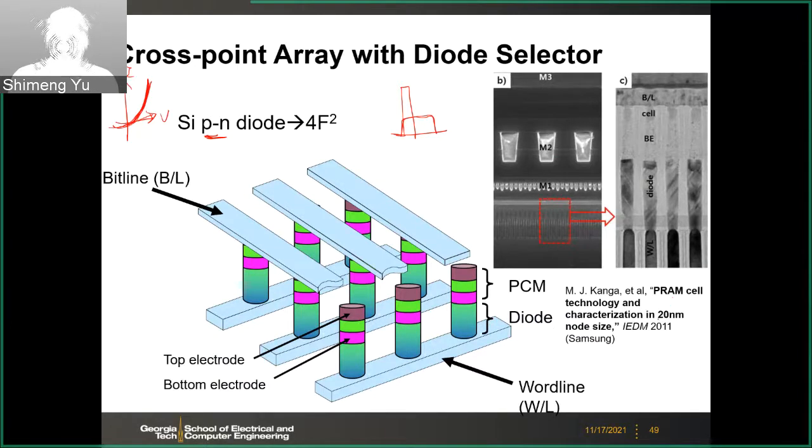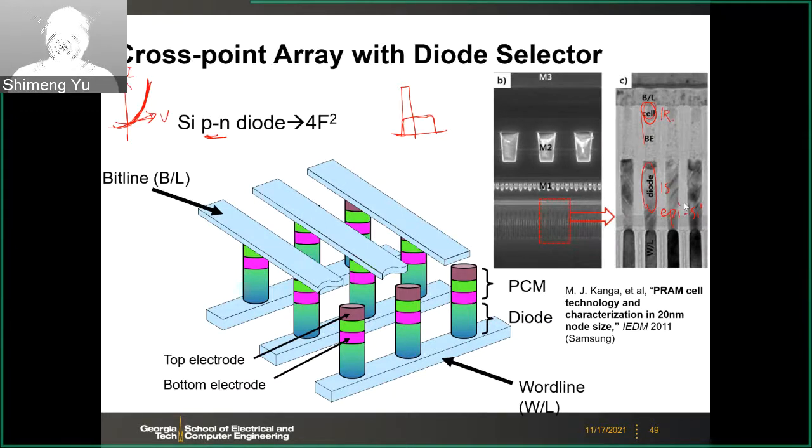So this was demonstrated by Samsung like 10 years ago. This is a cross-point array, and then they have the silicon diode here, the PN junction, and then the phase change memory. So this is a cross-point 1S, or you can call it 1D, 1R, because it's a diode. And I believe this diode, the silicon is made by the epitaxial method. It's epi-silicon to make this diode.